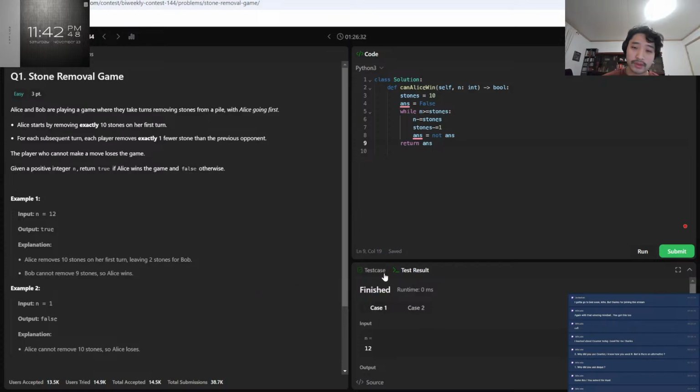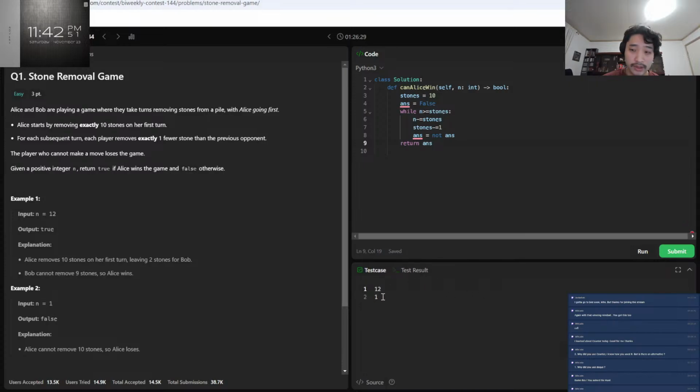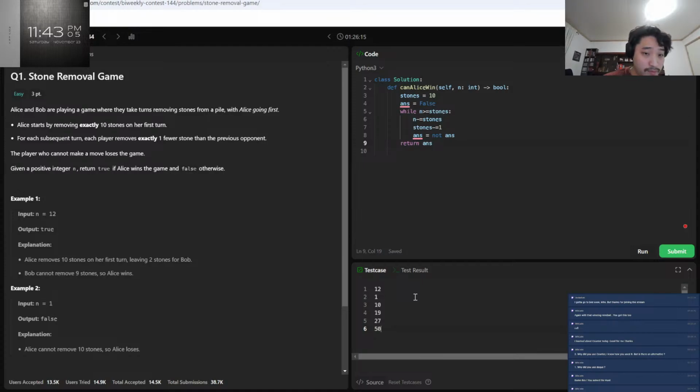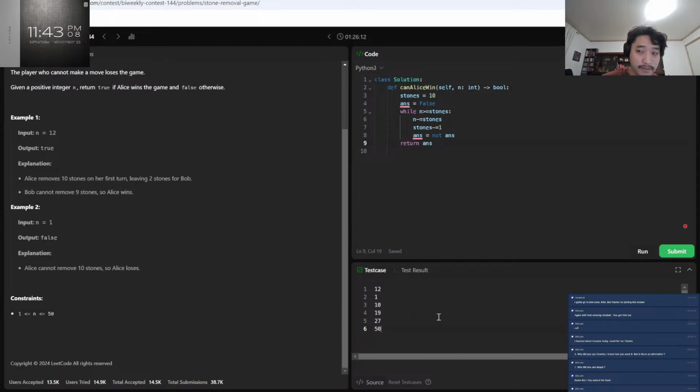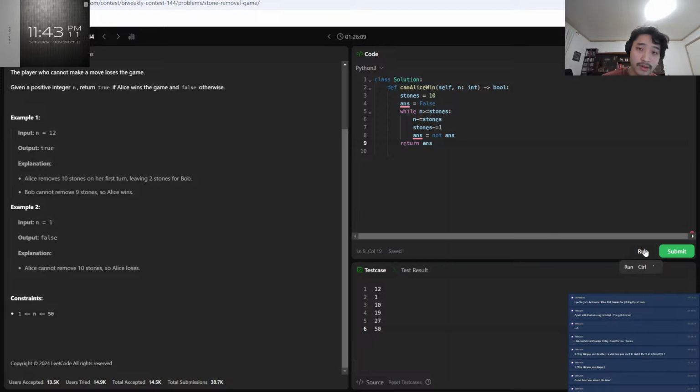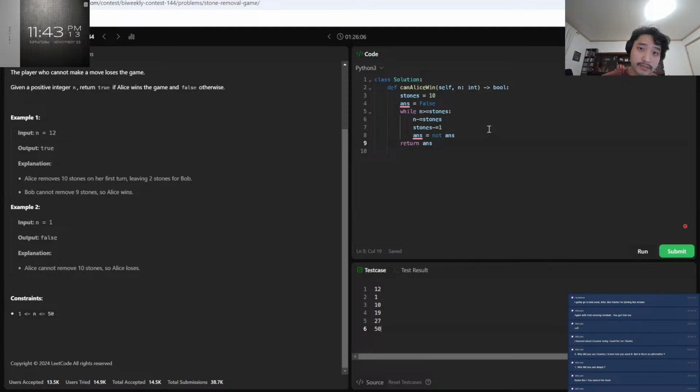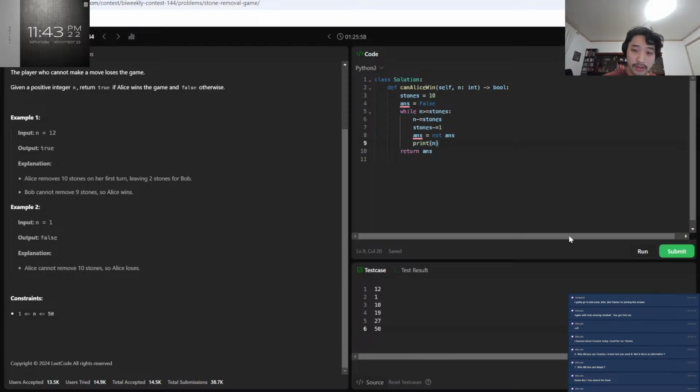I think I want to see each edge case, so I will add more test cases. One is exactly 10, one is 19, one is 27. Yeah, and I will also want to check out 50. And I want to print out num each time, just to see. I think these are the edge cases, maybe 22, just maybe, and sure.